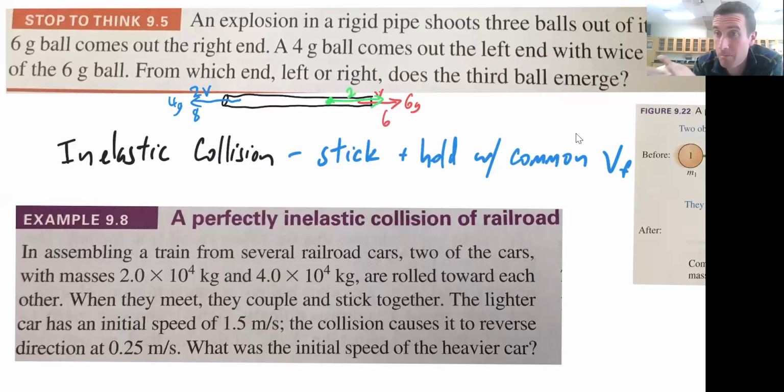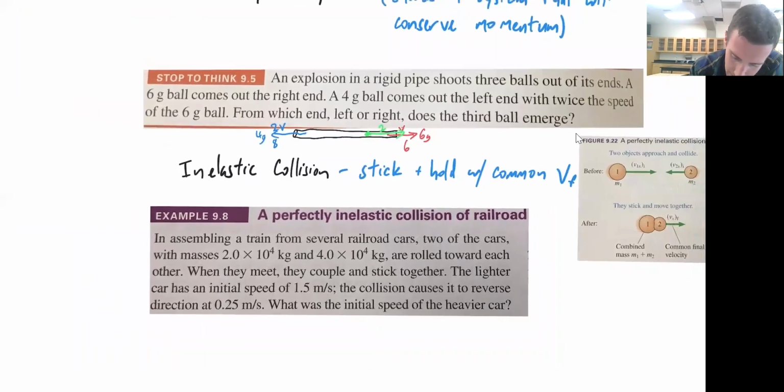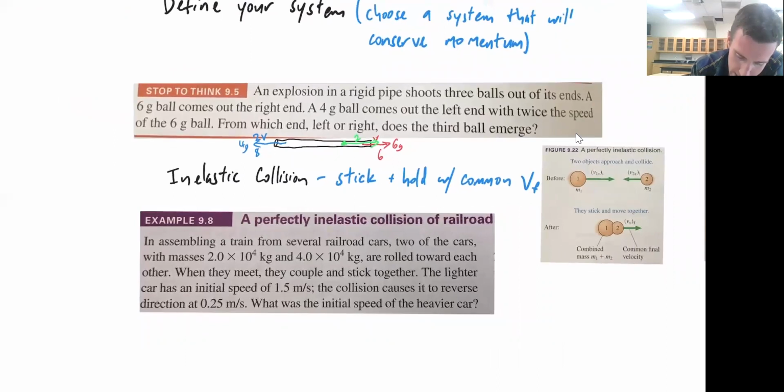Now, I don't know how massive it is. It doesn't give that information, so I can't tell you the speed. But I do know that it will come out the same side. So the side it comes out of is the same as the 6, which is the right side.